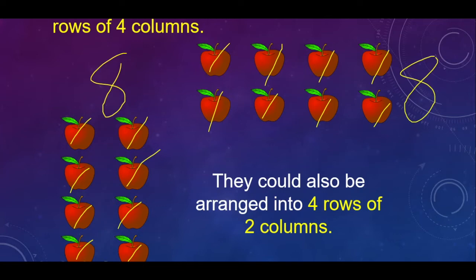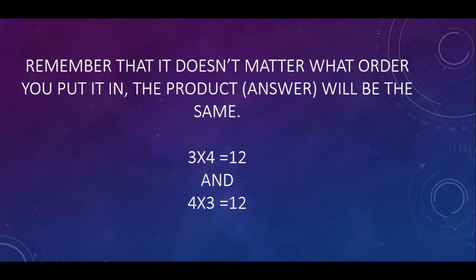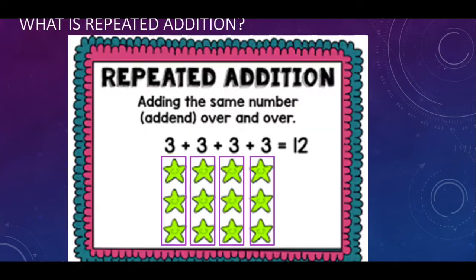So remember that even though numbers can be mixed up, as long as the 2 numbers are the same, 4 times 2, 2 times 4, the answer will always be 8. It doesn't matter what order you put it in, the product, which means the answer, will always be the same. So 3 times 4 equals 12, and 4 times 3 always equals 12.